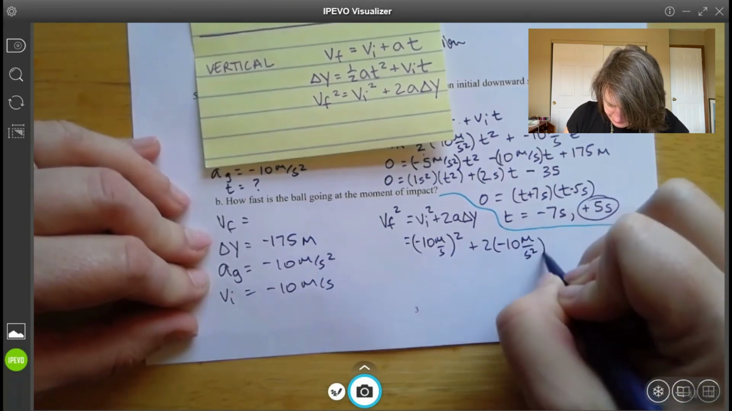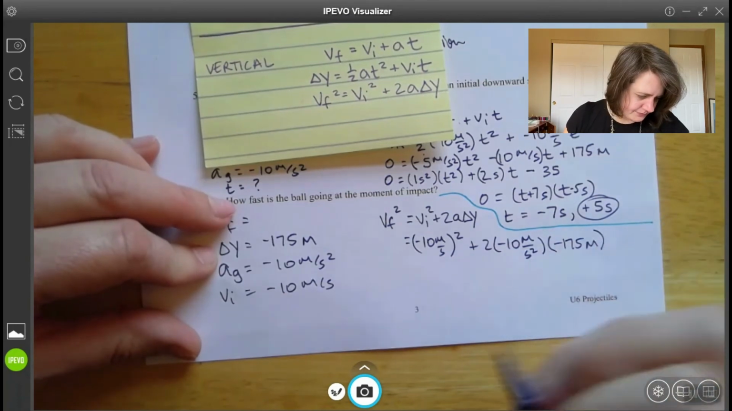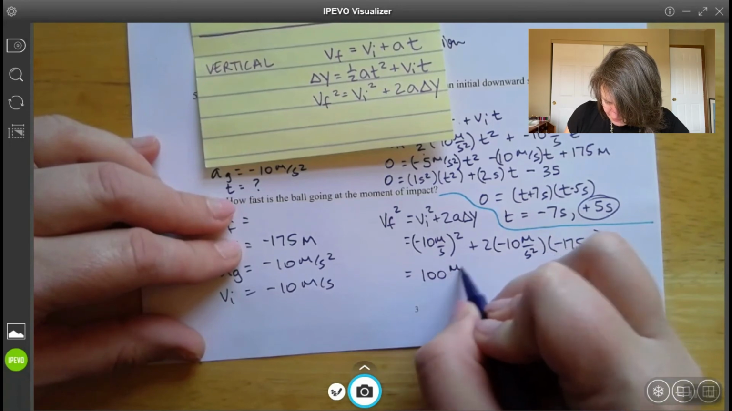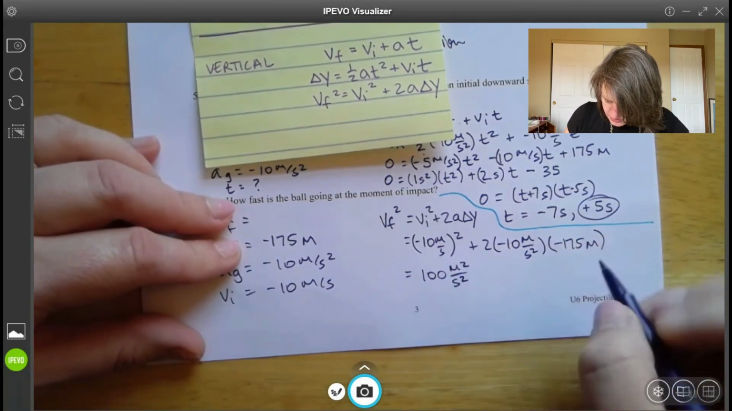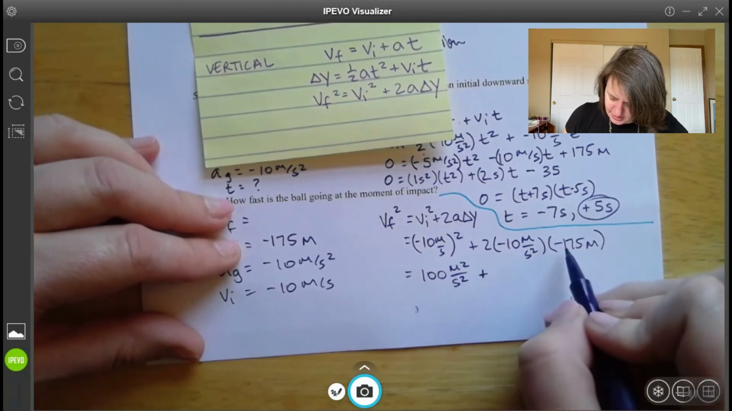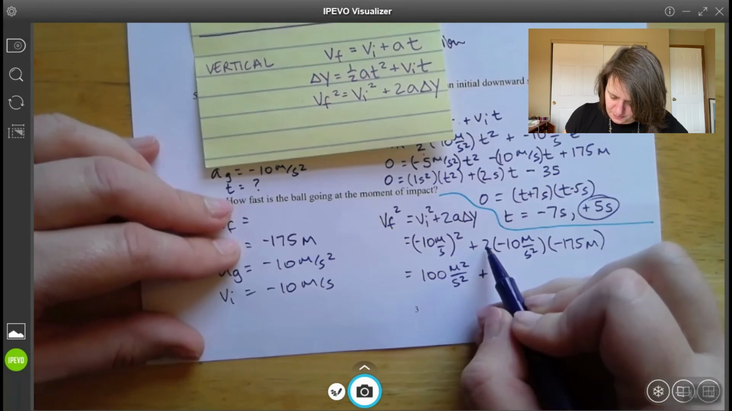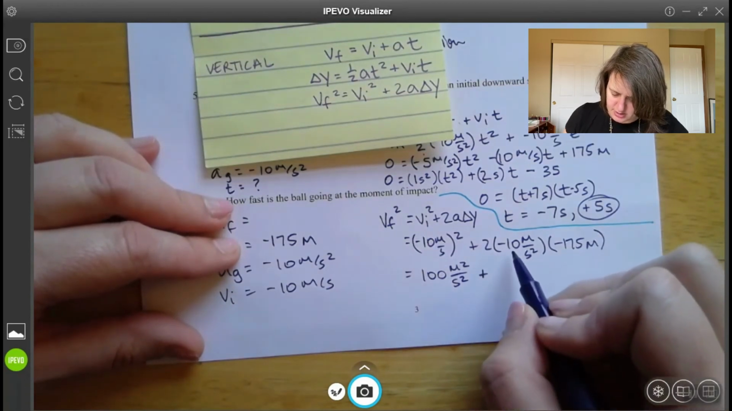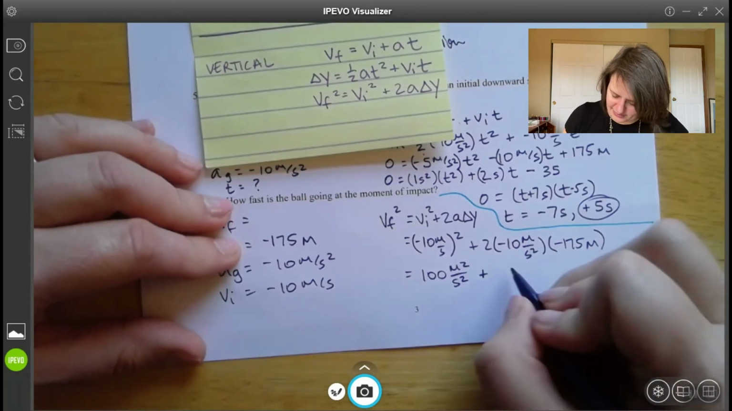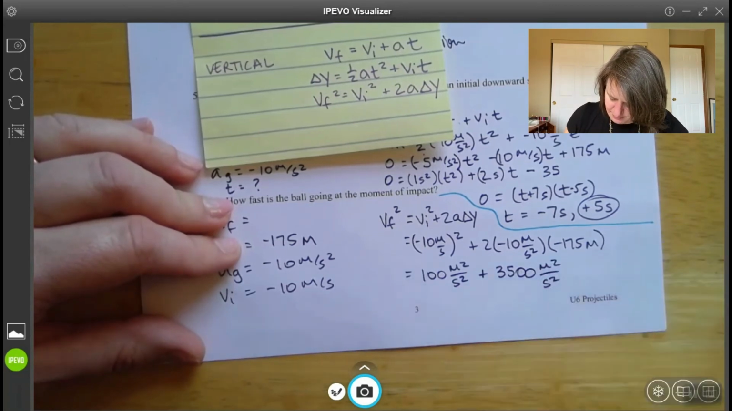So our initial velocity, again, minus 10 meters per second, squared, plus 2 times acceleration times our vertical displacement. So we've got 100 meters squared per second squared plus, let's see, 175 times 2 is going to be 350 times minus 10. It's going to be minus 3,500 meters squared per second squared.